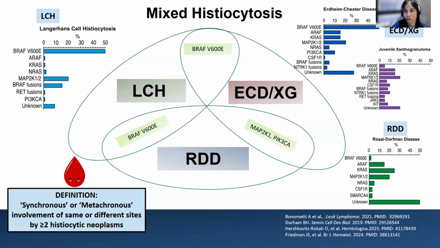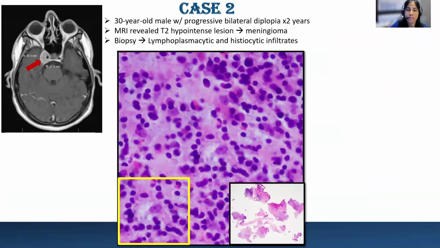Case number 2: this is a 30-year-old male who presented with progressive bilateral diplopia for over 2 years. MRI revealed a T2 hypointense lesion, which was highly suggestive of meningioma. But biopsy showed a mixed inflammatory infiltrate composed of histiocytoid cells, some small mature lymphocytes, and eosinophils.